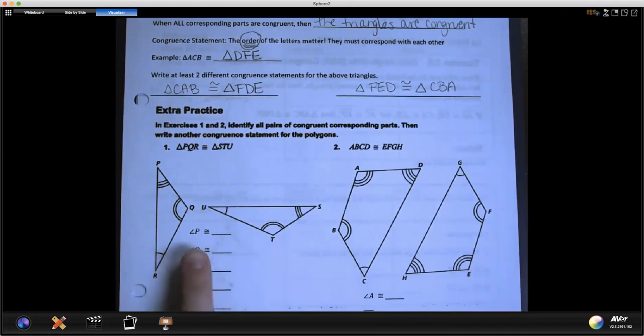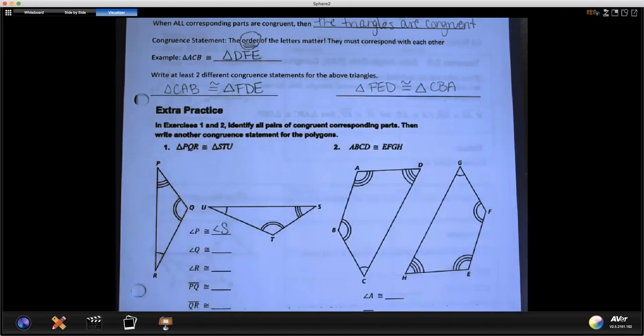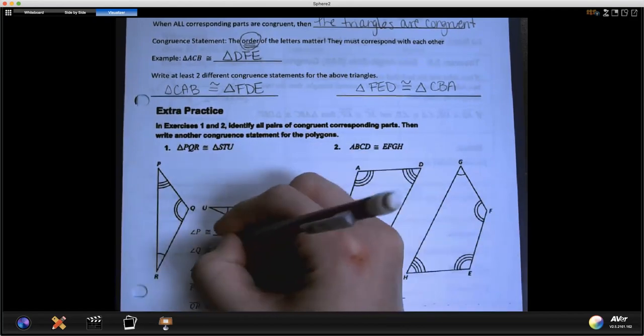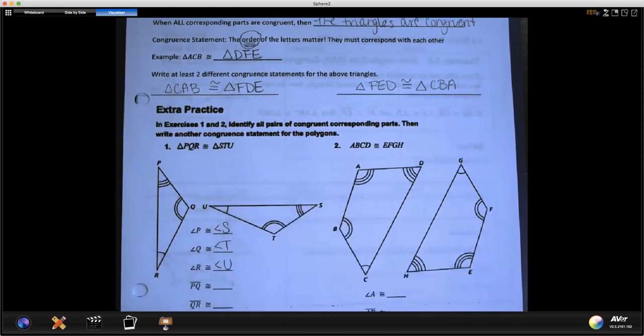All right, so looking at our triangles, interpret where the lines are, interpret where the information is. What would be the congruent angle to angle P? Yep, angle S, good. Okay, what about angle Q? Angle T, great job. And so last but not least, but also confirmed, we have angle U. Okay, the angles are the easy ones because they kind of give it to us very clearly.